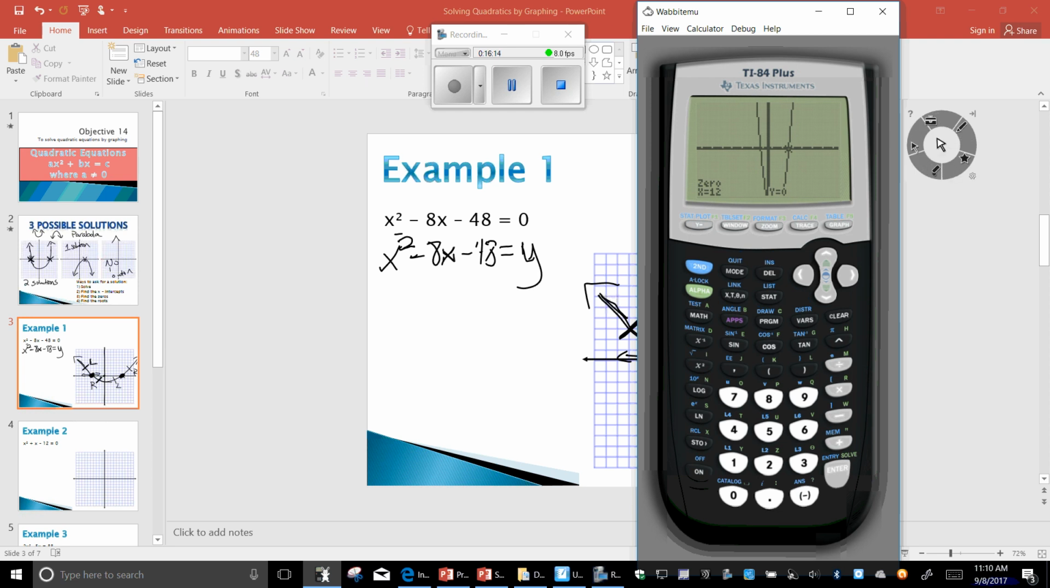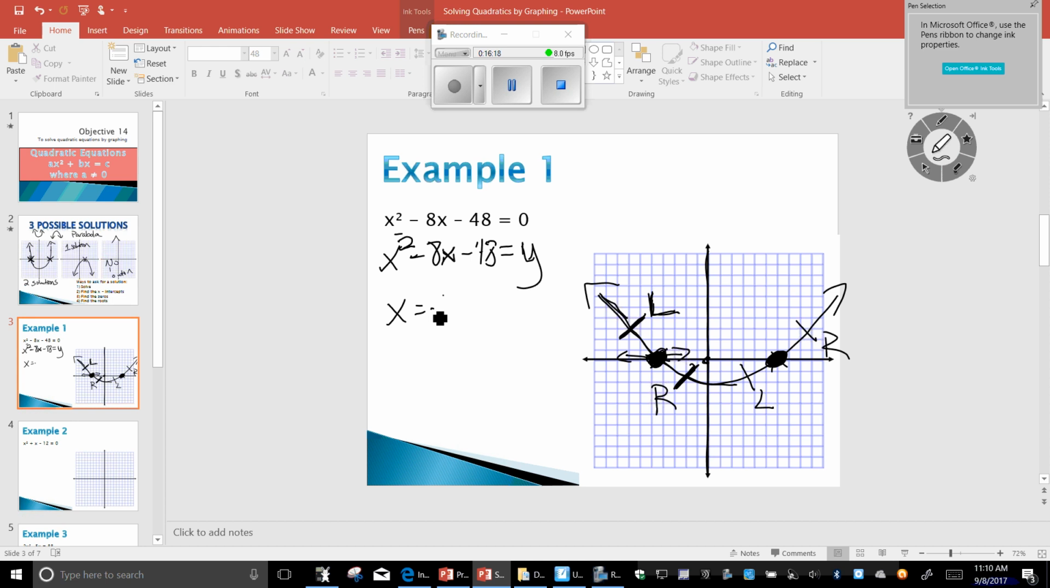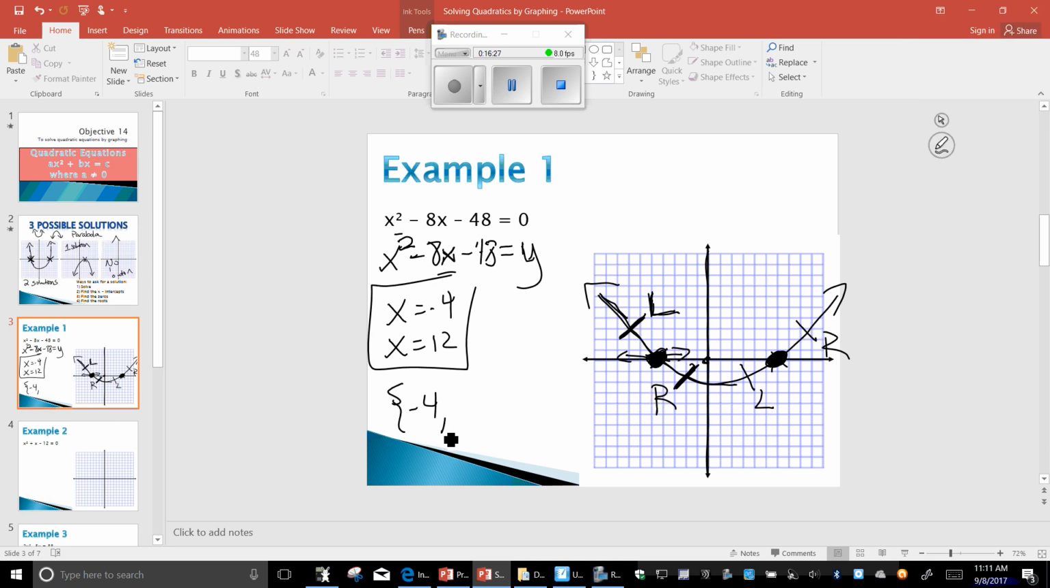The question is, how do you write those answers? So you can write it x equals -4 and x equals 12. That's one way. You can write it in a set and say -4 and 12 in a set. They're both x's, and that's okay.